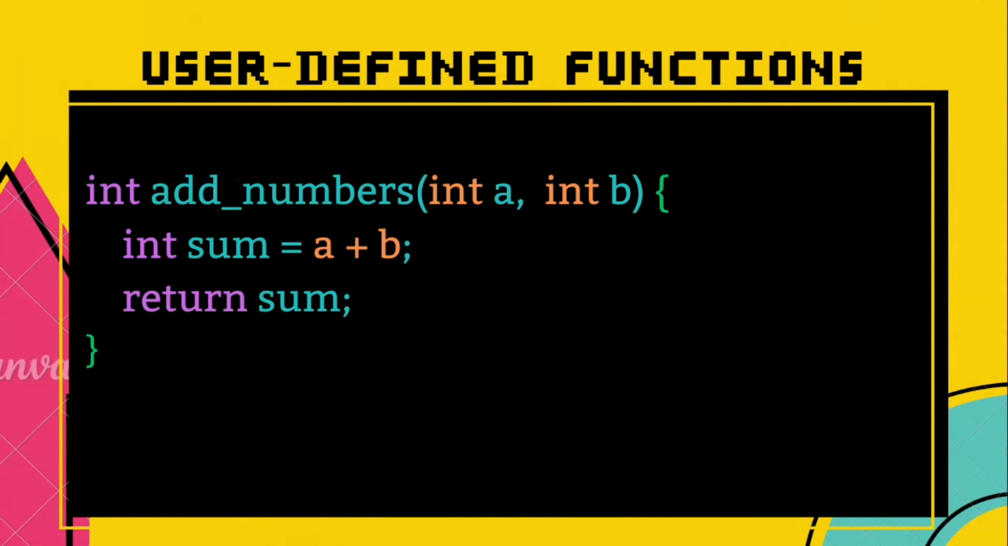Another thing to have in mind is that when you define a function, you should also declare the return type, name of the function, and the parameters at the top of your program beneath the header files. For this particular example, the prototype should be int add_numbers, then inside parentheses, int a, comma, int b, then a semicolon.